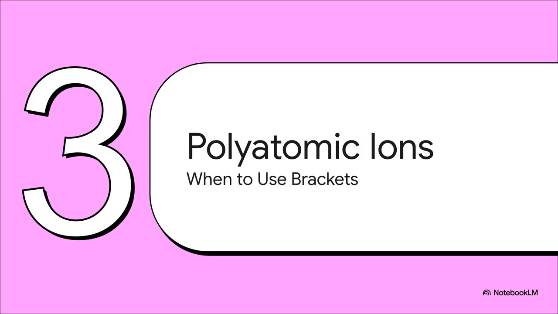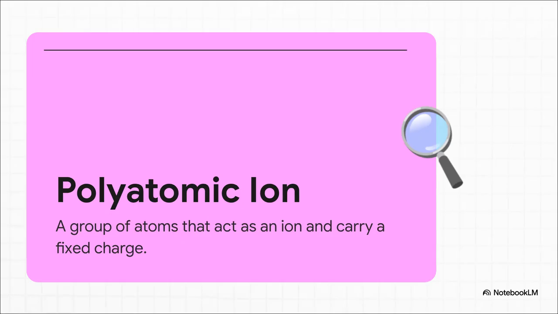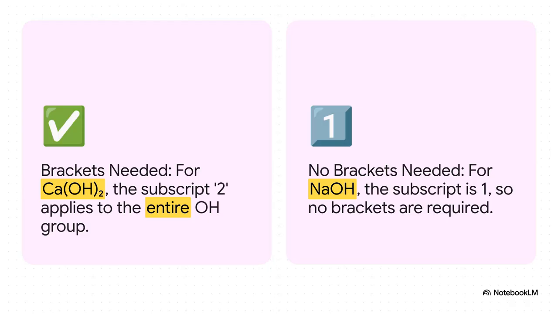Now, let's see how we can apply this when we are working with groups of atoms that act as a single unit. These groups of atoms are called polyatomic ions. They behave just like a single ion, so we must treat the entire group as one single entity when we write the formulas. So here is a very crucial point. If the subscript for a polyatomic ion is more than 1, you must enclose the ion in brackets. For calcium hydroxide, Ca(OH)2, the subscript 2 applies to both oxygen and hydrogen. But for sodium hydroxide, NaOH, the subscript is only 1, so brackets are not needed.